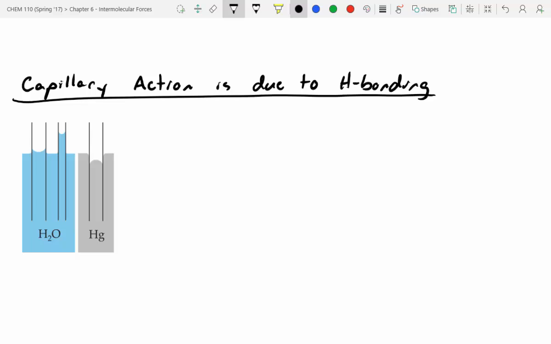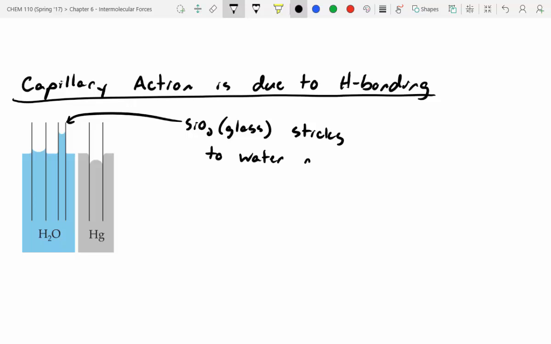It's a little bit weird to think about, but on the side of these walls, we've got SiO2, that's glass. And this glass sticks to water and can pull it up. And the narrower it gets, the more it will pull up that water. And you see that curve as it's getting stuck to the sides, right? Why is this important in biology? Does anybody know?